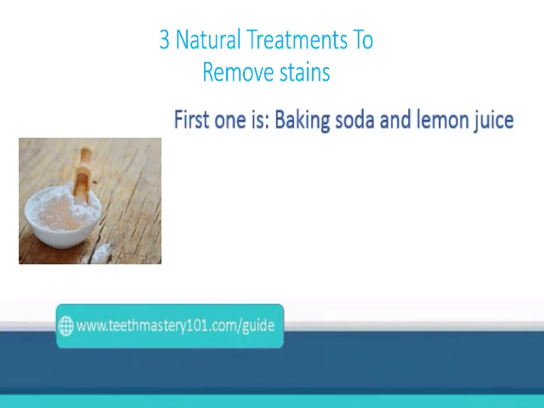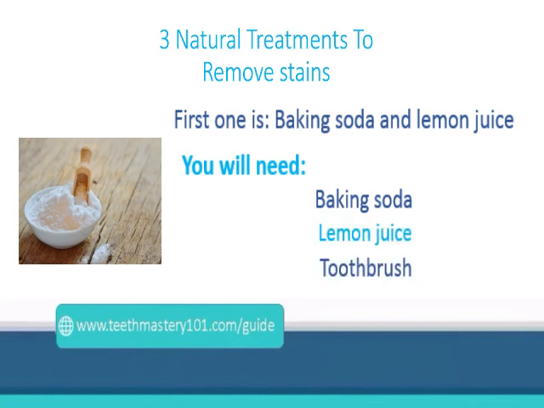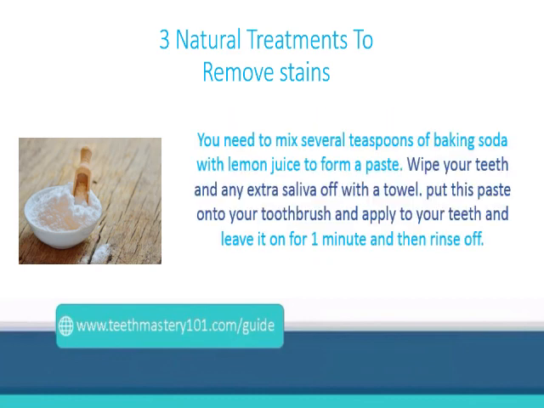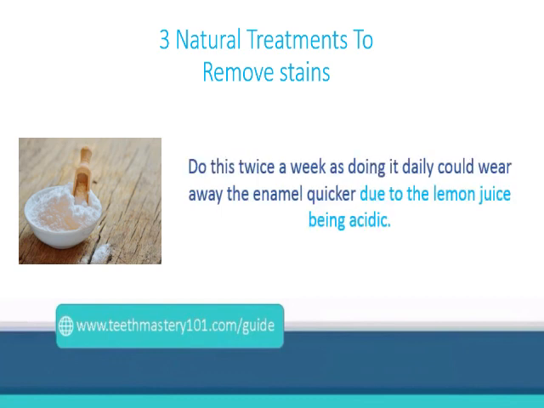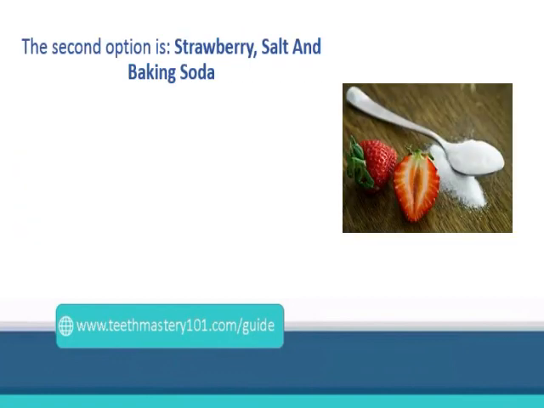The first one is baking soda and lemon juice. You will need baking soda, lemon juice, and a toothbrush. You will need to mix several teaspoons of baking soda with lemon juice to form a paste. Wipe your teeth and any extra saliva off with a towel, put this paste onto your toothbrush, and apply to your teeth, and leave it on for 1 minute, then rinse off. Do this twice a week, as doing it daily could wear away the enamel quicker due to the lemon juice being acidic.